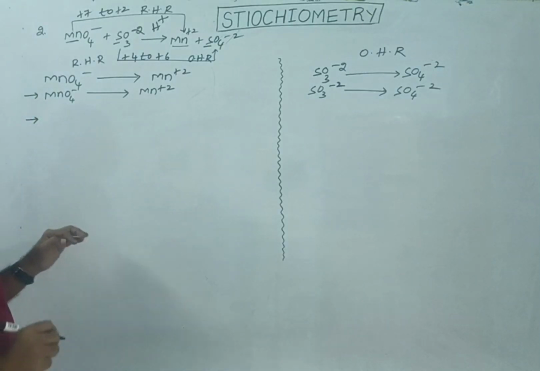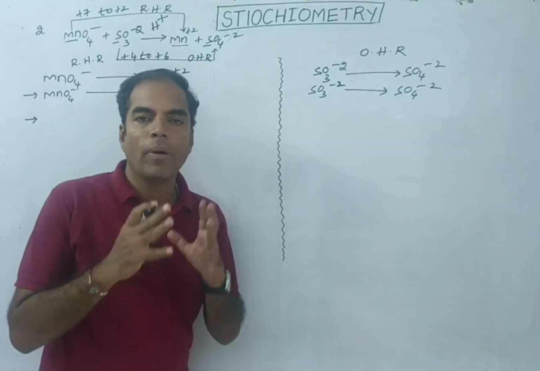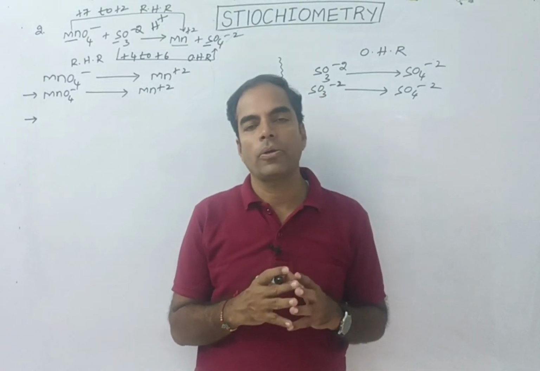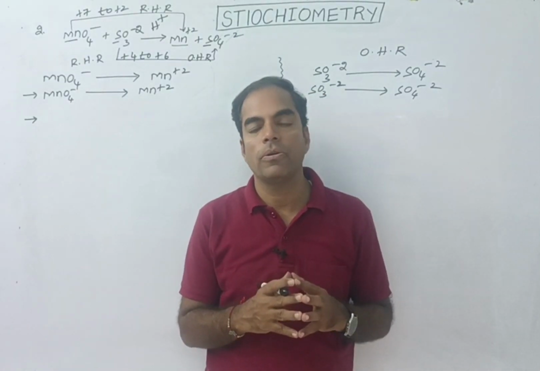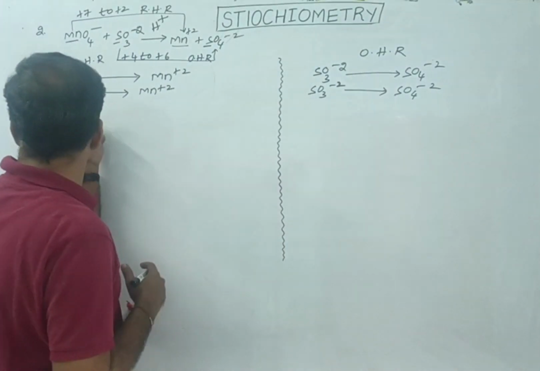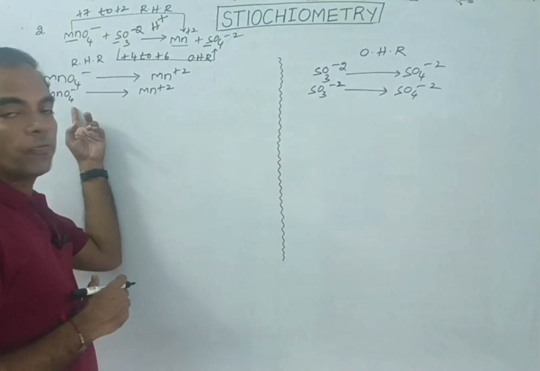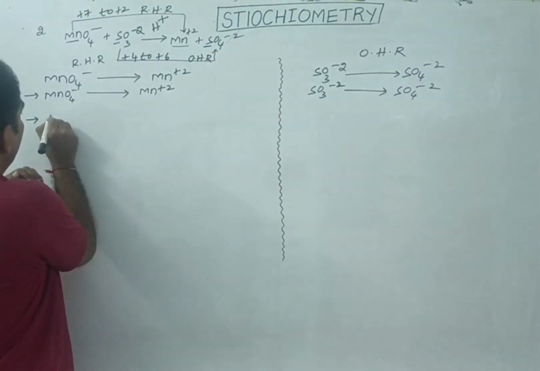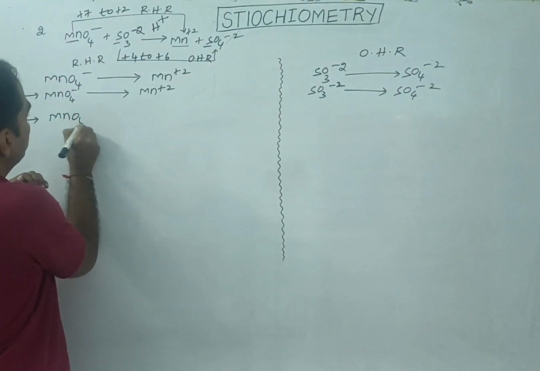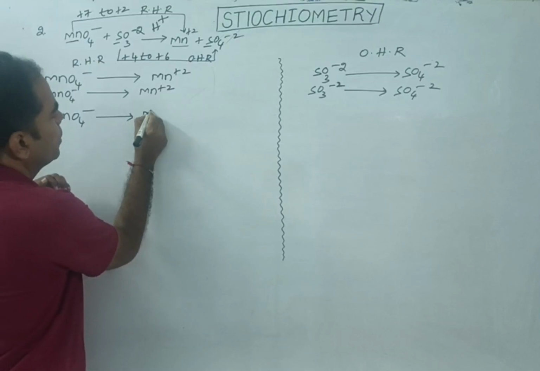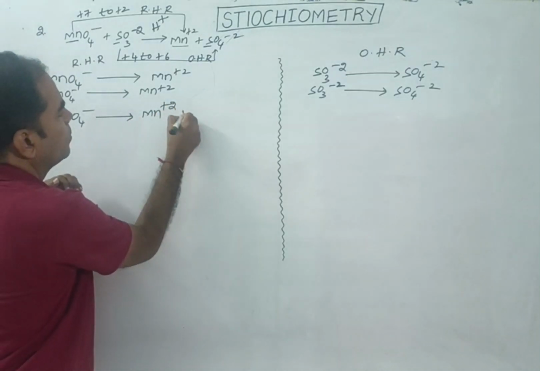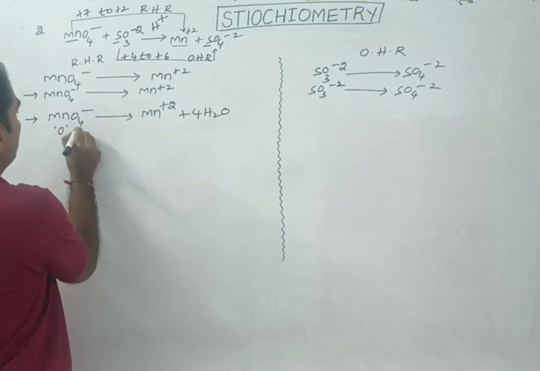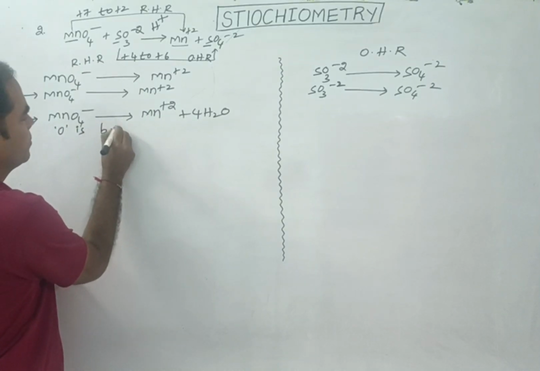Now second step, balancing the oxygen. To balance the oxygen, add the required number of water molecules on the deficient side. See here, how many oxygens? 4 oxygens here, and no oxygens on the other side. That means we should add water molecules. MnO4 minus gives rise to Mn plus 2 plus 4H2O. Here oxygen is balanced.